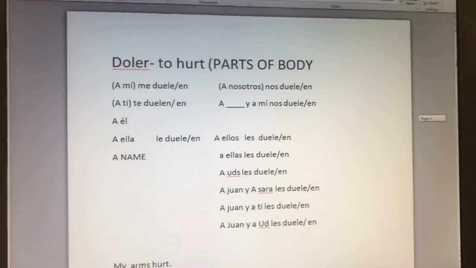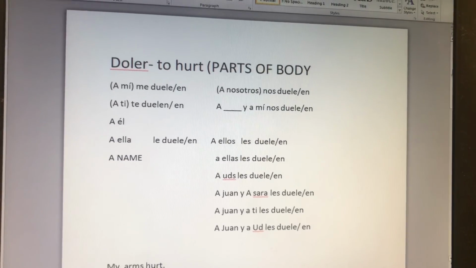Let's see if I have any more examples or if that's it. That's it for examples. So that's doler. Okay?